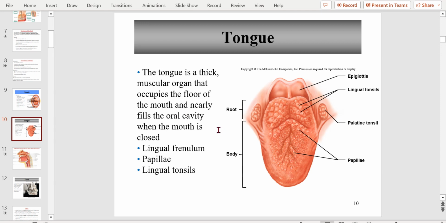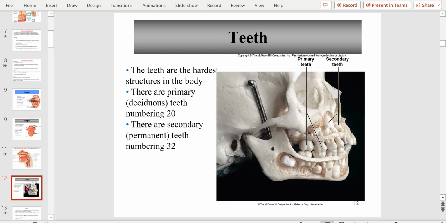The tongue is a thick muscular organ that occupies the floor of the mouth and nearly fills the oral cavity when the mouth is closed. Parts you might want to know: lingual frenum, papillae, and lingual tonsils. Okay, there's the root of the tongue. There's the body. There's the papillae, palatine tonsils, lingual tonsils, and epiglottis at the back.